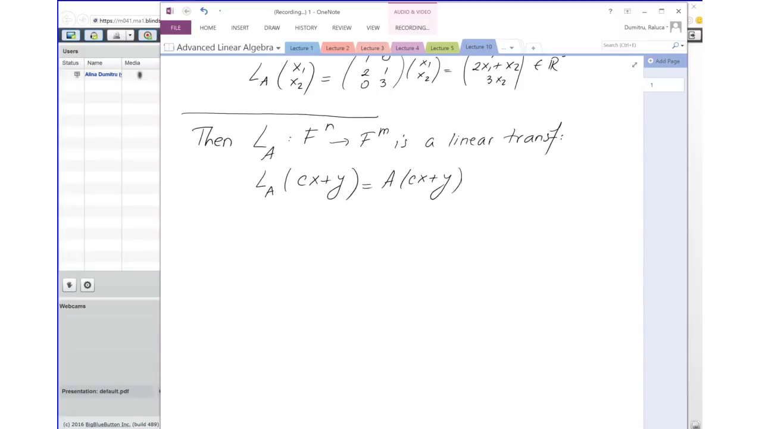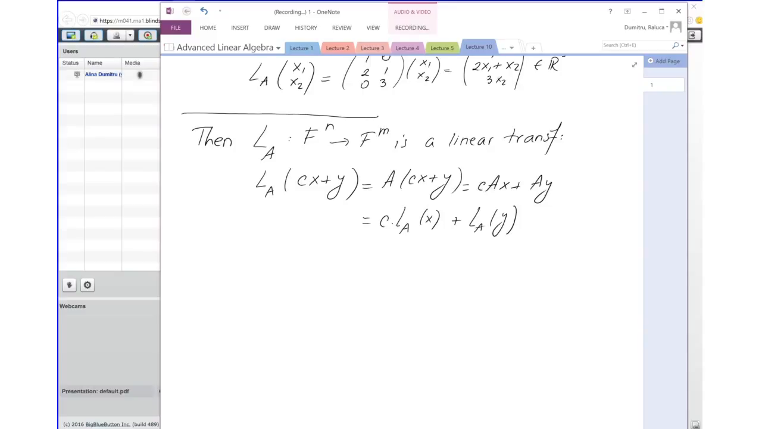But we have those properties of matrix-vector multiplication. I can distribute the A, I can pull out the scalar. So I can rewrite this as C times Ax plus A times y. But then C times Ax is left multiplication by A applied to x, and Ay is left multiplication by A applied to y. So this proves that L sub A, as defined, is indeed a linear transformation.